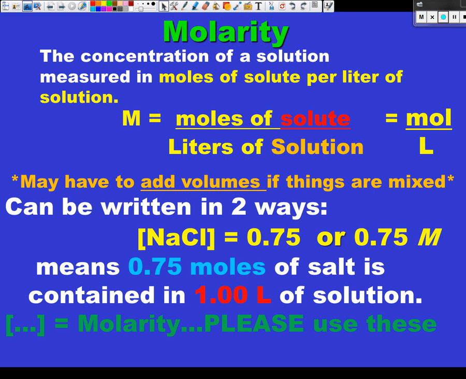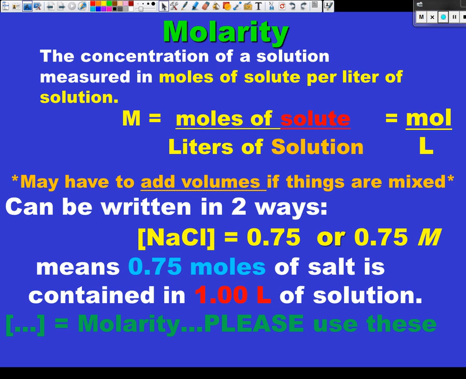All right. It can be written in two ways. Now, this is something that's new to you guys. It's going to be imperative that you're able to use it the rest of the year. If you see a formula written in brackets, are brackets different than parentheses? Yes. If you see a bracket, it stands for molarity. Yes, it is important. Yes, it is aggravating. But yes, you must comply with the rules. When you see a bracket, it represents molarity. Yes, ma'am.